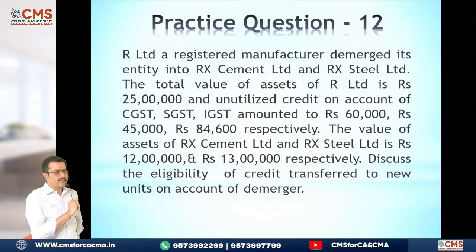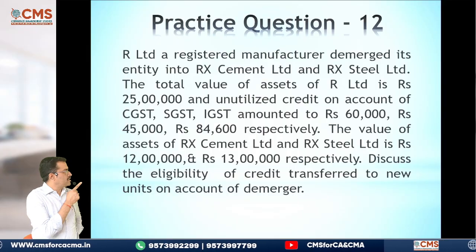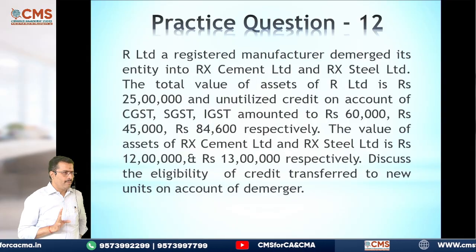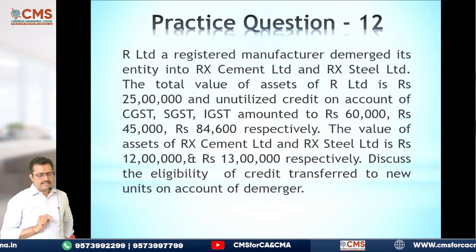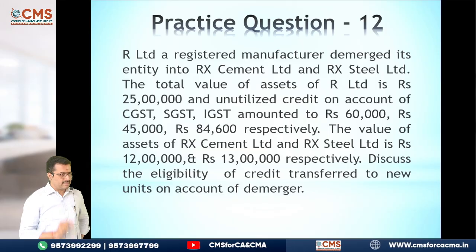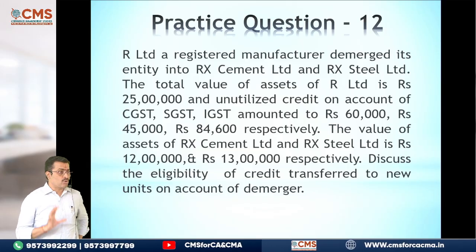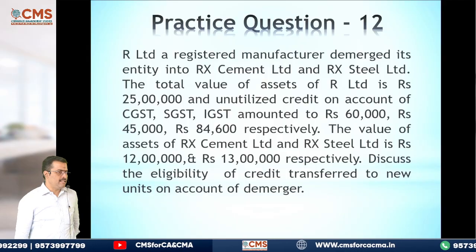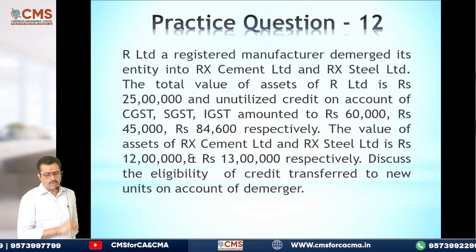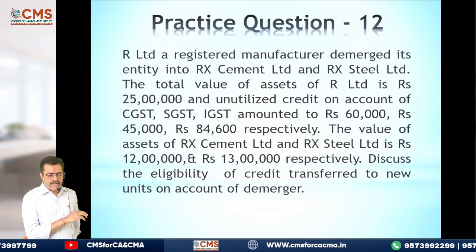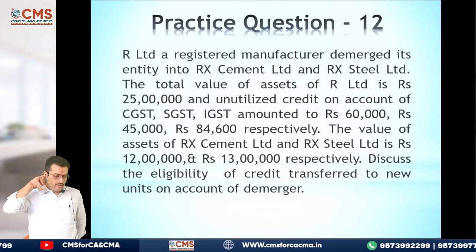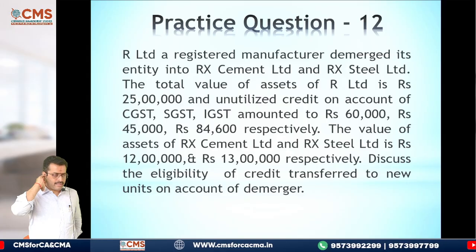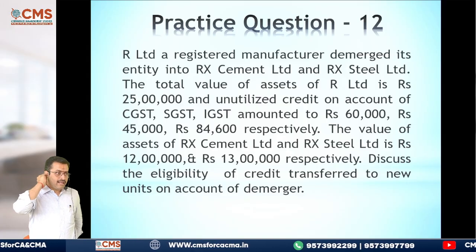R Limited, a registered manufacturer, demerged its entity into RX Cement Limited and RX Steel Limited. The total value of the assets of R Limited is 25 lakhs. Unutilized credit on account of CGST, SGST and IGST amounted to rupees 60,000, 45,000 and 84,600 respectively. The value of assets of RX Cement Limited and RX Steel Limited is rupees 12 lakhs and 13 lakhs respectively.